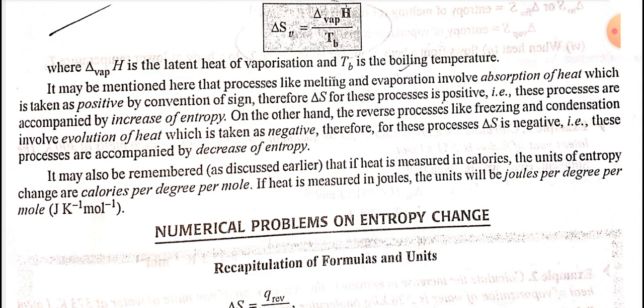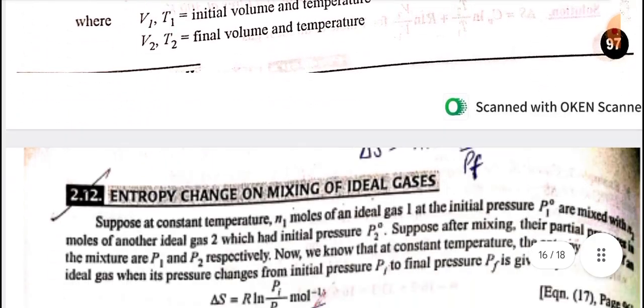It may also be remembered, as discussed earlier, that if heat is measured in calories, the units of entropy change are calories per degree per mole. If heat is measured in joules, the units will be joules per degree per mole, or joule per Kelvin per mole.